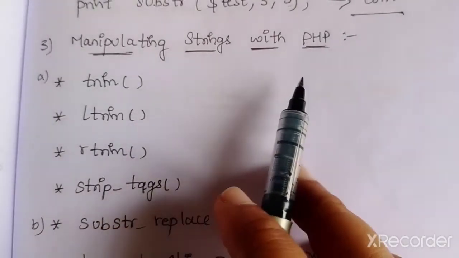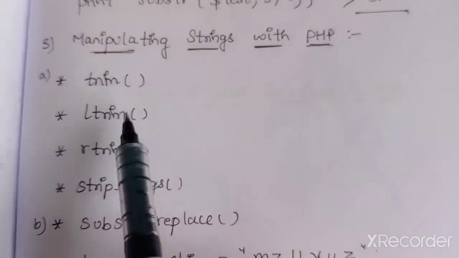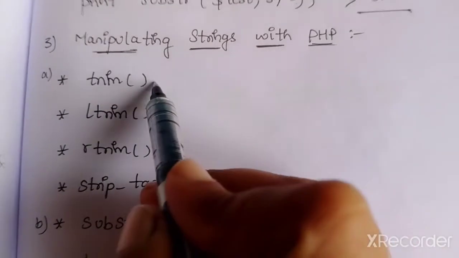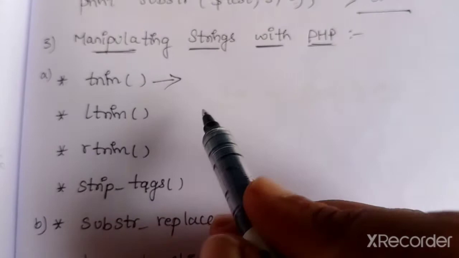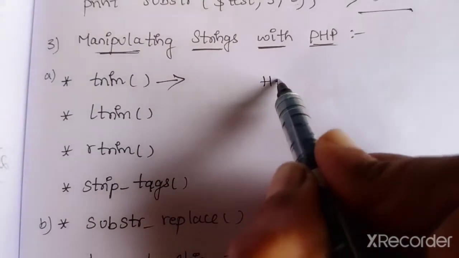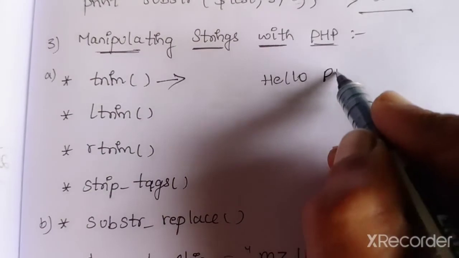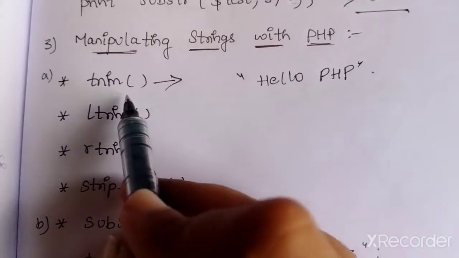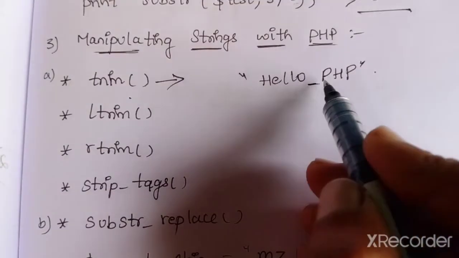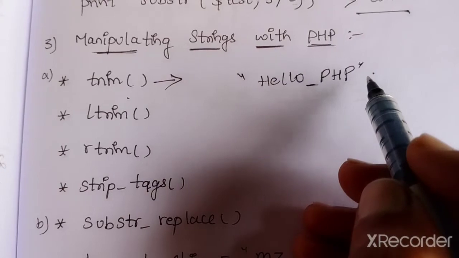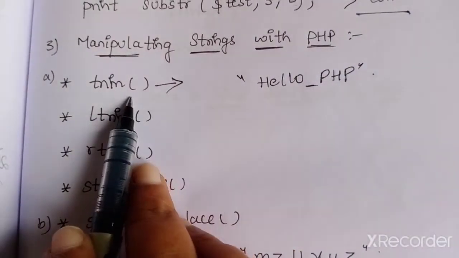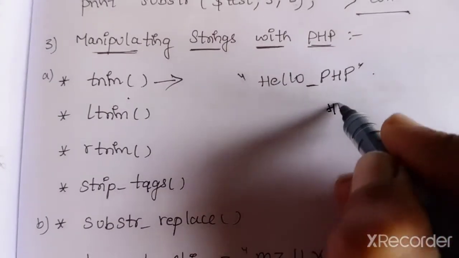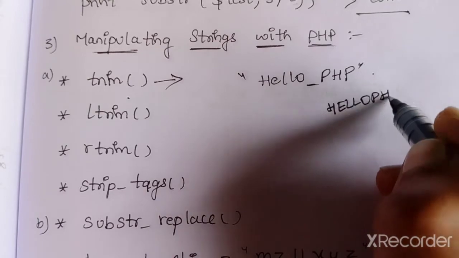Then we have manipulating strings with PHP. In manipulating strings with PHP, we have functions called trim, ltrim, rtrim and strip tags. Trim, what do we mean by trim? Suppose we have a string like hello PHP with extra spaces. Trim is used to remove all the spaces in a string. The space is removed and it is printed as hello PHP.